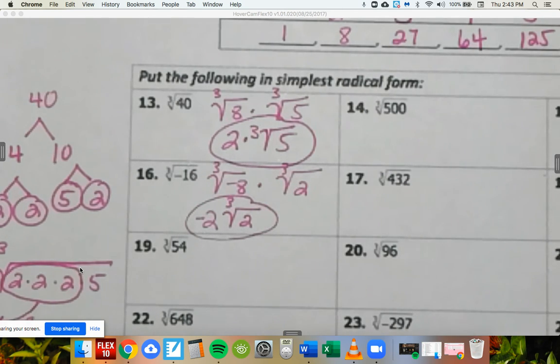Could I break down 16 by prime factoring? Sure. Here, maybe I'll do it on paper so that I don't have to worry about the glare. Let's try this.